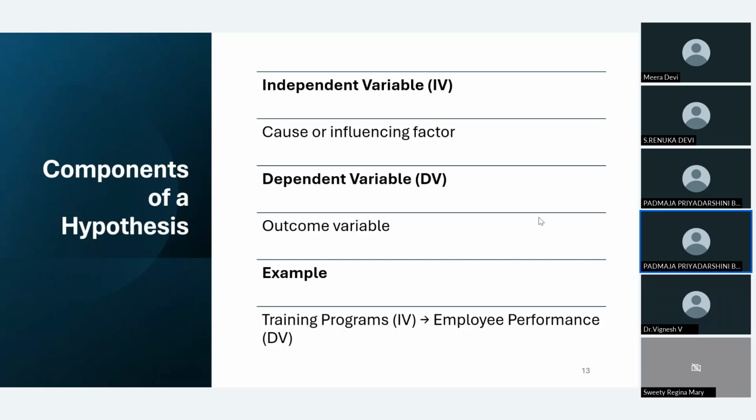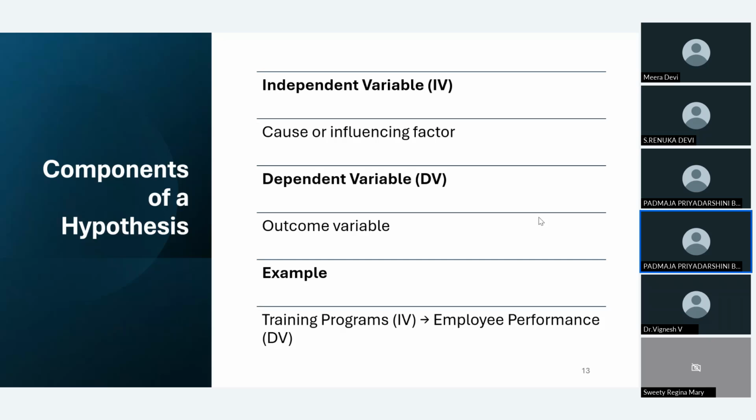Here, novice researchers will always be getting confused. What can be an independent variable? What can be a dependent variable? In my opinion, the variable which disturbs another variable is independent. It will not get disturbed; it will only disturb the other variable. That is the independent variable. And the variable which keeps getting disturbed by another variable is the dependent variable.